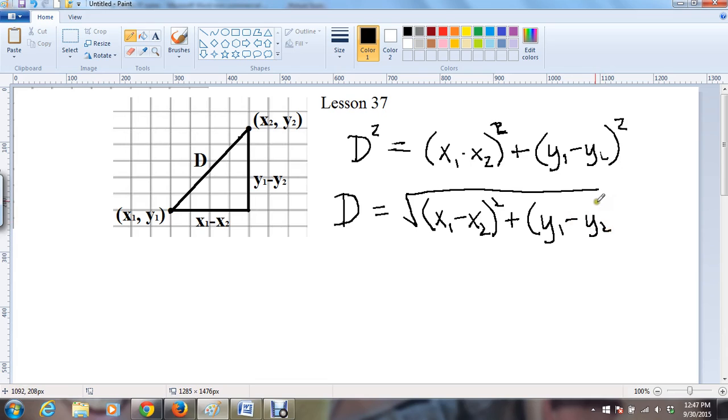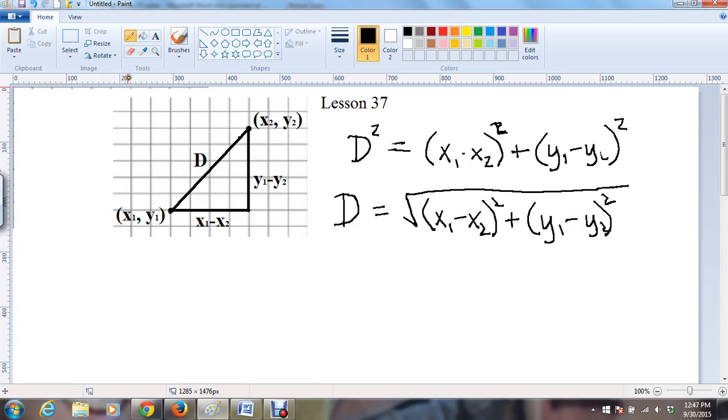And just one hint, it doesn't really matter here in these parentheses whether you put x2 minus x1 or x1 minus x2. You're squaring it, so it's going to be the same no matter what. So you don't have to worry about whether you're putting the wrong thing first or anything like that. So that's the distance formula, and that helps you to find the distance between any 2 points.